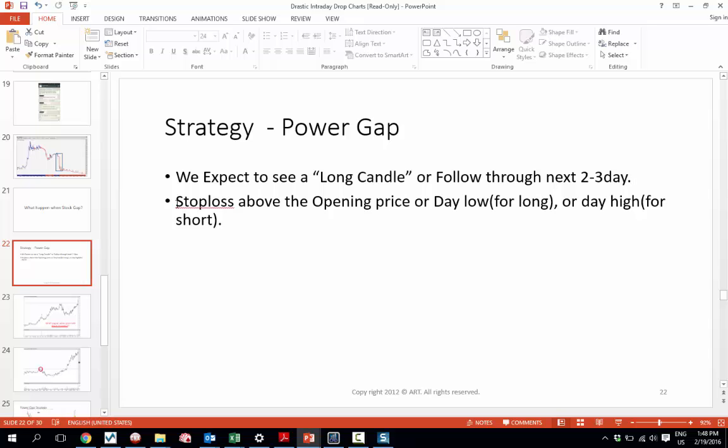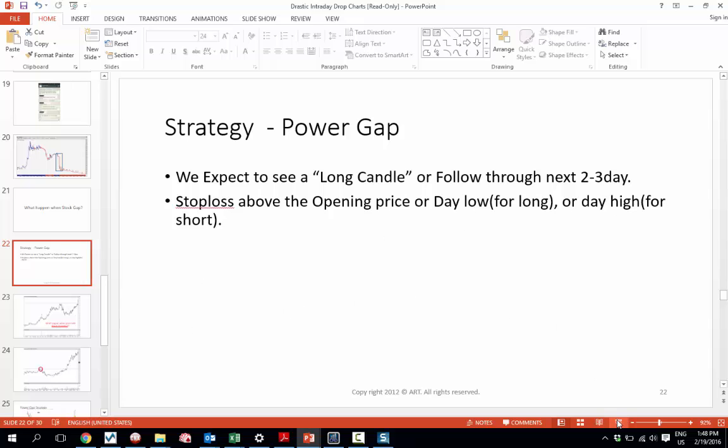So how do you put a stop loss? Let's say you are going long a stock: you put the stop loss below the day low. If you're going short, you put your stop loss above the opening price or the day high.